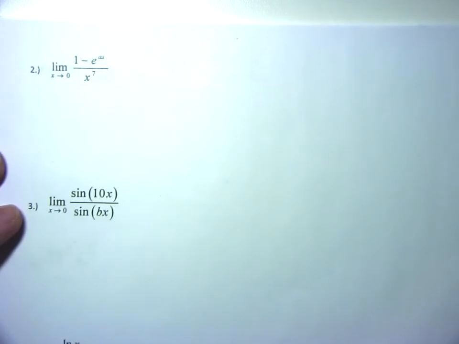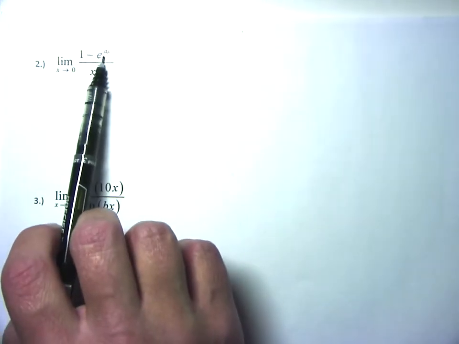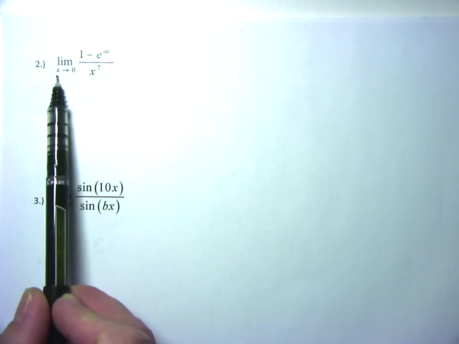Number 2, I have the limit as x approaches 0 of 1 minus e raised to the power a times x, divided by x raised to the power 7. All right, so let's quickly address the elephant in the room. I have over here 1 minus e raised to the power a times x. There's two variables in this expression, right? Are they both variables? The limit is being taken with respect to x.